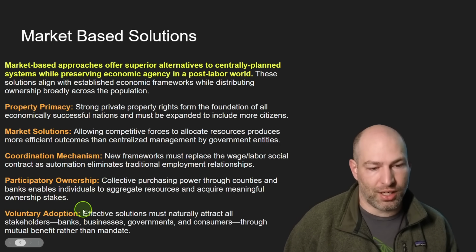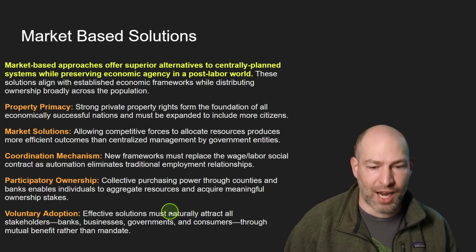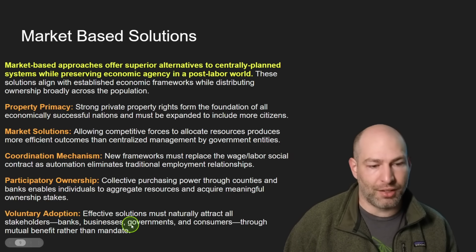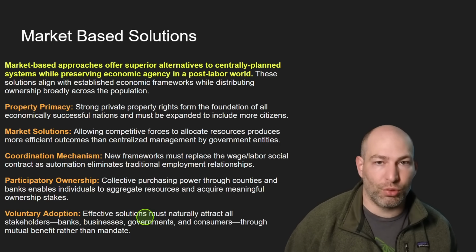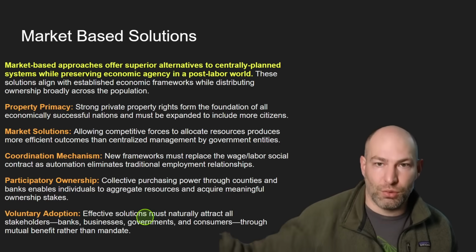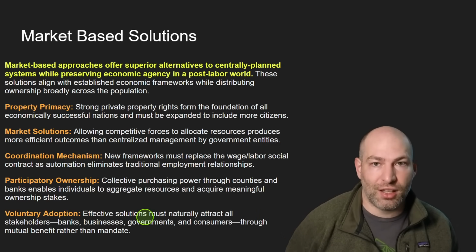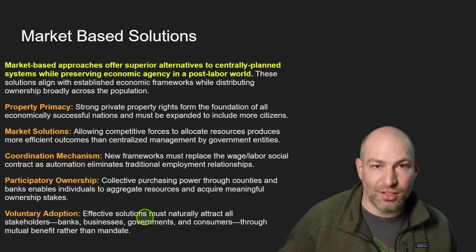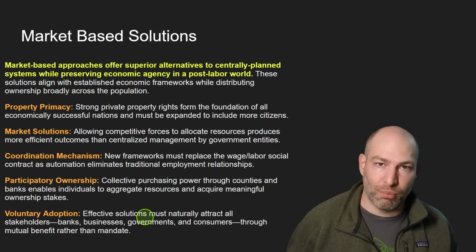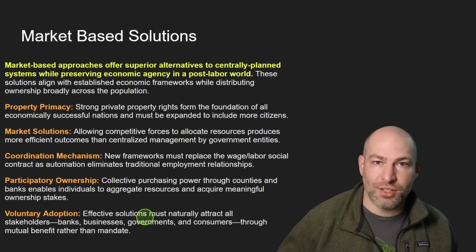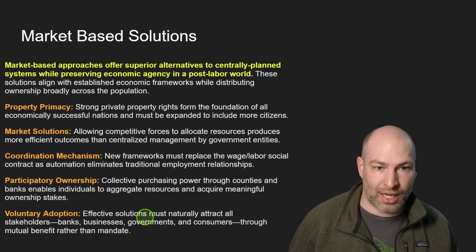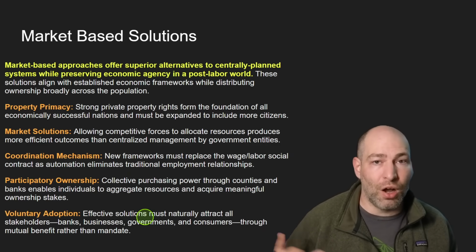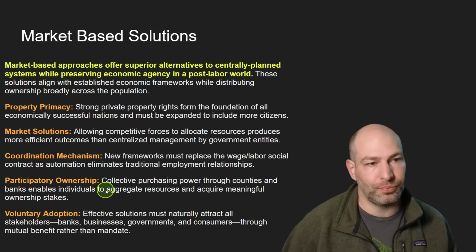And number 1, voluntary adoption. The most effective solutions must naturally attract all stakeholders, banks, businesses, governments, and consumers, through mutual benefit rather than mandate. One of the biggest mistakes that governments could make is doing a lot of this through force, basically saying you must do all these new things. Now, that's not to say that some things must be compulsory. Taxes, for instance, there's many aspects that are compulsory, but really the finesse, the nuanced approach, is going to be creating options that are voluntary and organic. And so those will create the fewest market distortions, and they'll also be adopted the most organically and naturally.